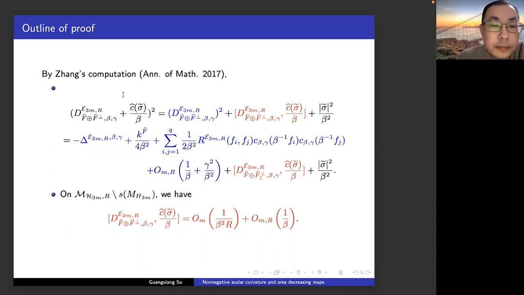Now, by Zhang's computation, we have the formula of the d plus c hat over beta. For this term we have the estimate. The key point is that the bracket of d and c hat sigma tilde over beta has this estimate, and the r appears here.